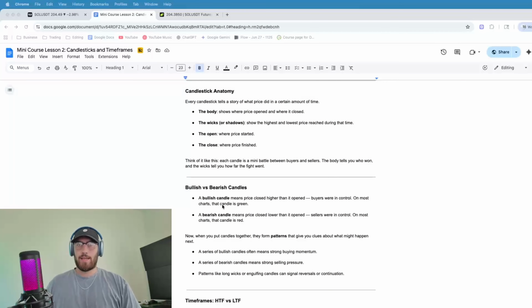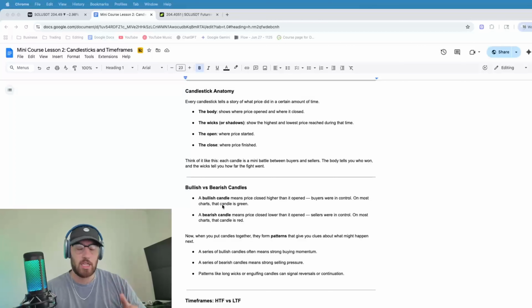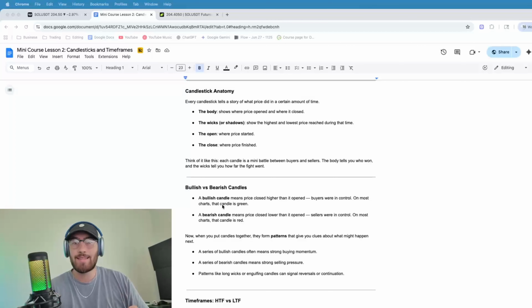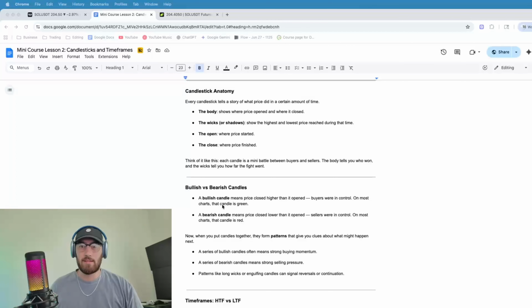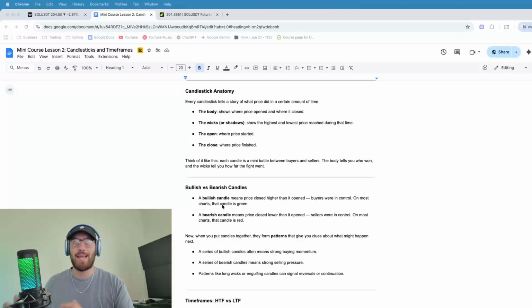So again, let me jump over to my screen and share what we're going to be going over. And I'm going to jump back from the charts to my PDF to make sure I cover everything for you guys. First thing we're going to go over is candlestick anatomy. We're going to go over what each part of the candlestick is and what it exactly means, so that when you're reading charts and you see candlesticks on a chart, you understand what each candlestick means. And by the end of this lesson, you're going to understand it for yourself.